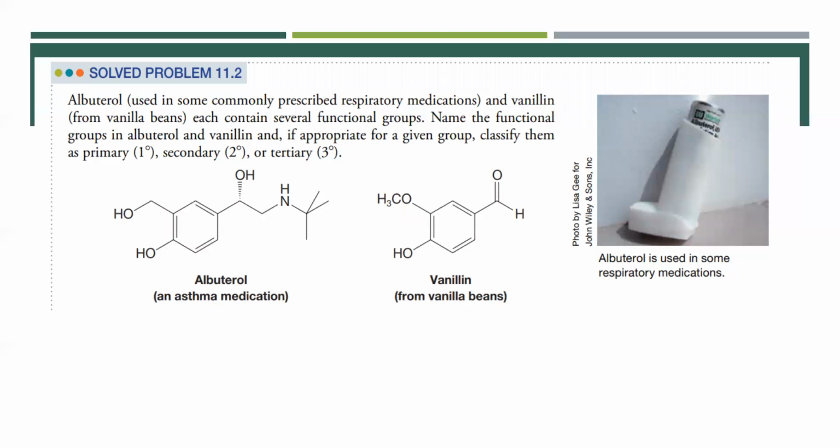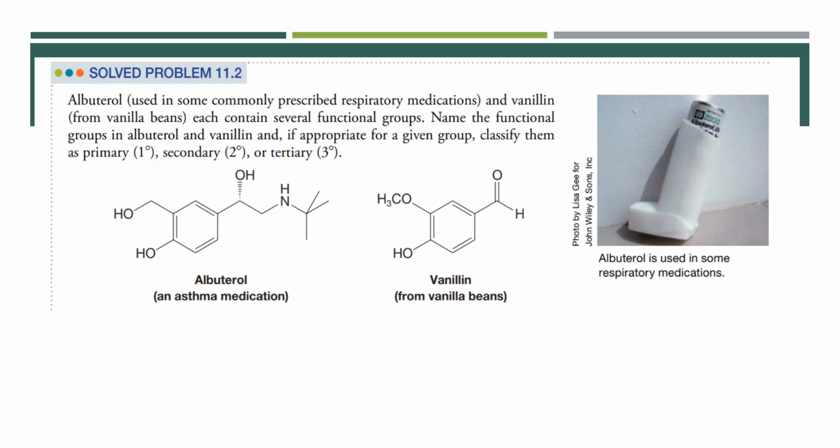Alcohols, whether primary, secondary, or tertiary, will affect their chemical reactivity. So at this point, we should be able to know the degree of the alcohol, whether it's primary, secondary, or tertiary. So here the structure is albuterol. It's an asthma medication, and we also have the vanillin here.